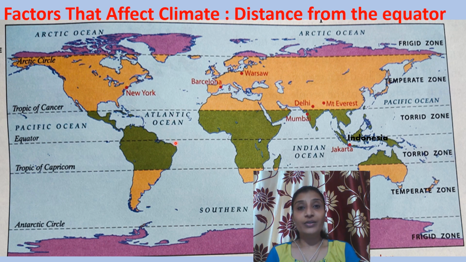Now children, look here. Where is the equator, children? This is the equator. Now we'll take a country which lies on the equator. For example, Indonesia. The capital of Indonesia is Jakarta. Jakarta lies very close to the equator. In which zone does Jakarta lie, children? It lies in the torrid zone, in the southern hemisphere. So it's a very hot place.